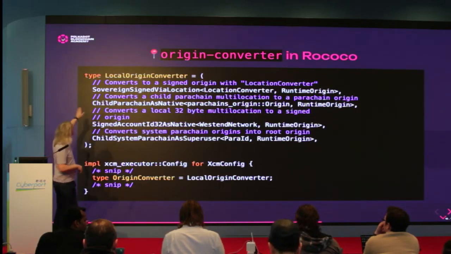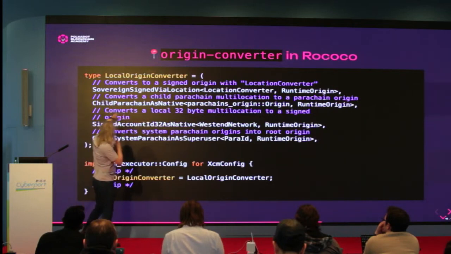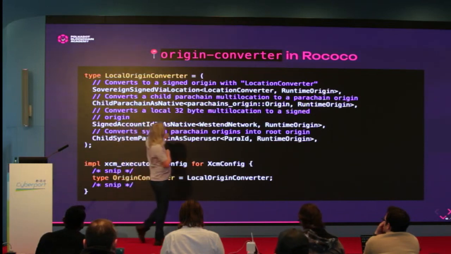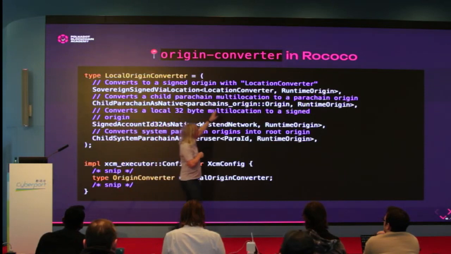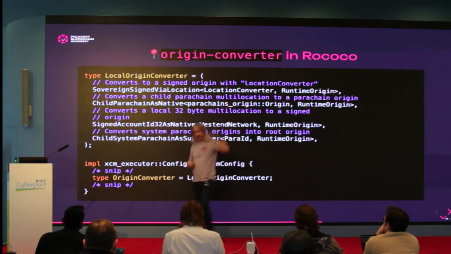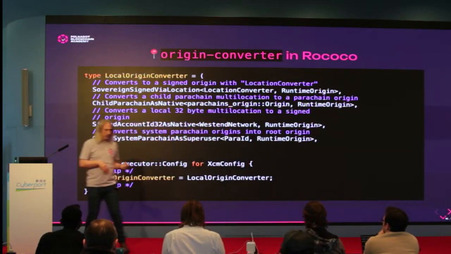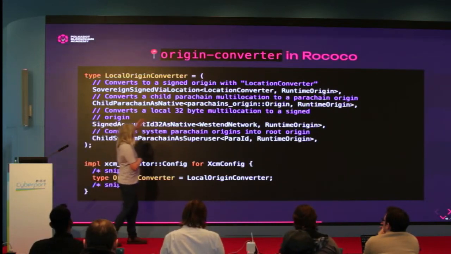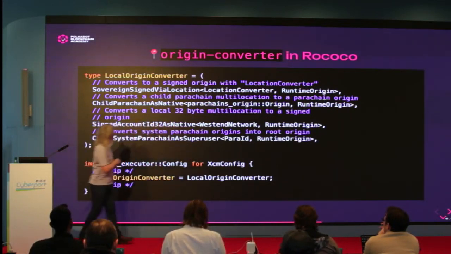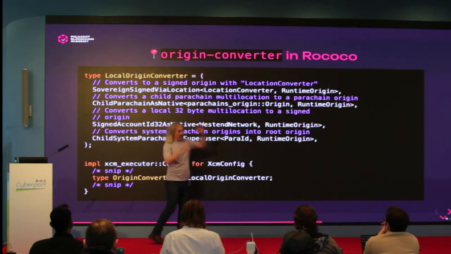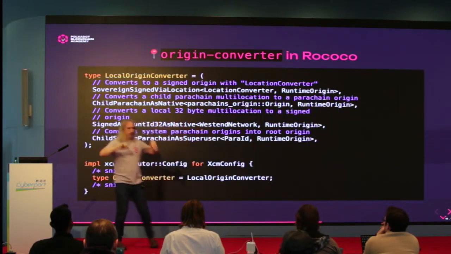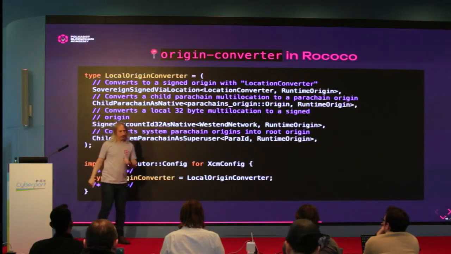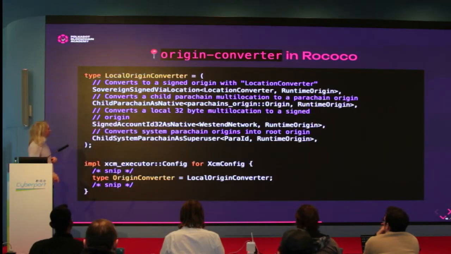So let's look at the specific local origin conversion clauses. The first one is sovereign signed via location. What this means is we're going to use our location converter. If you remember, that's the sovereign account converter, the thing that takes a location and converts it into an account ID. And we're going to say, if it's a location that's being converted into an account ID, then do the same here and put it in origin signed. Pretend that someone has actually signed a transaction and the account they signed it with is the sovereign account. That's the first one.